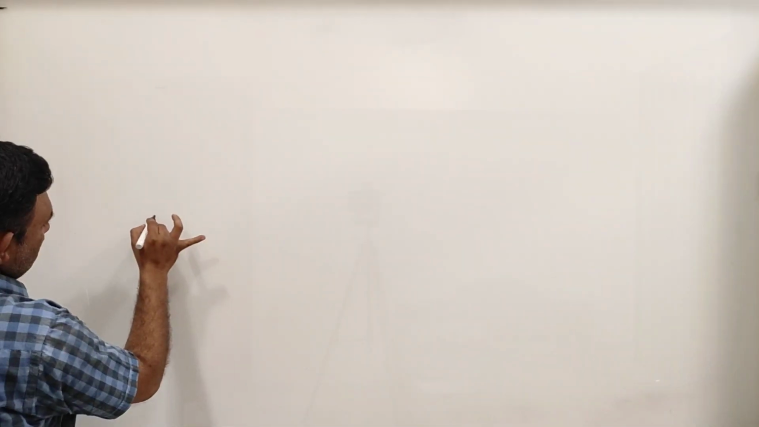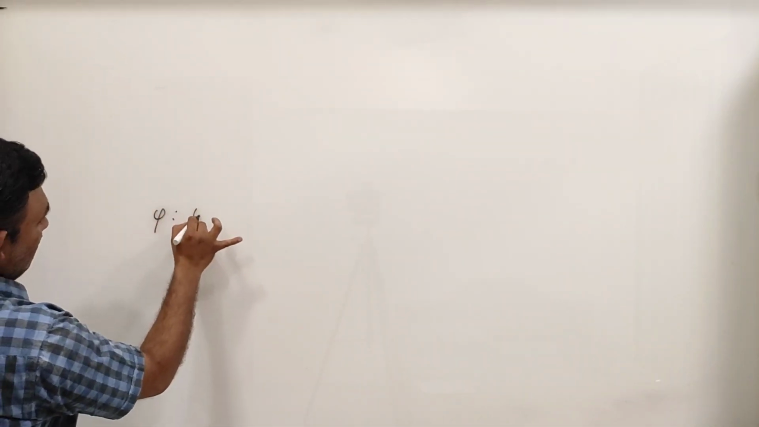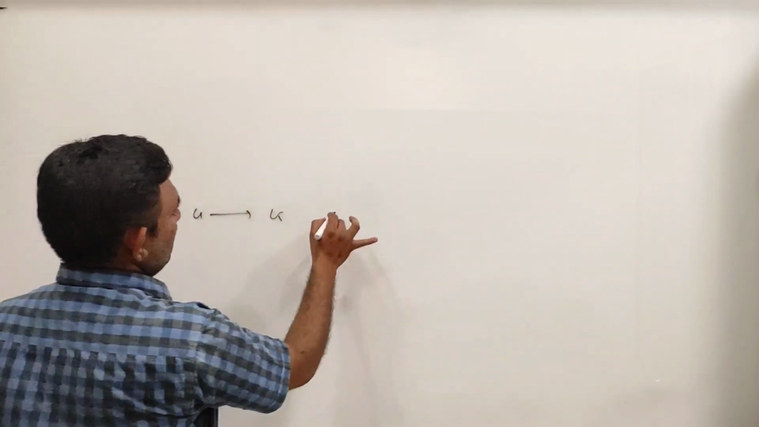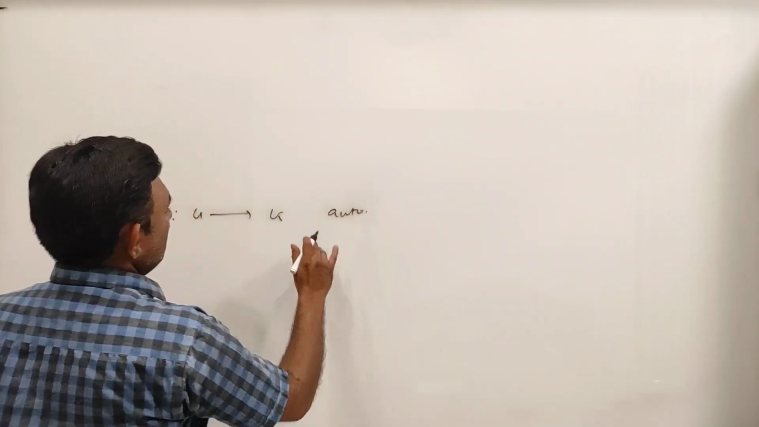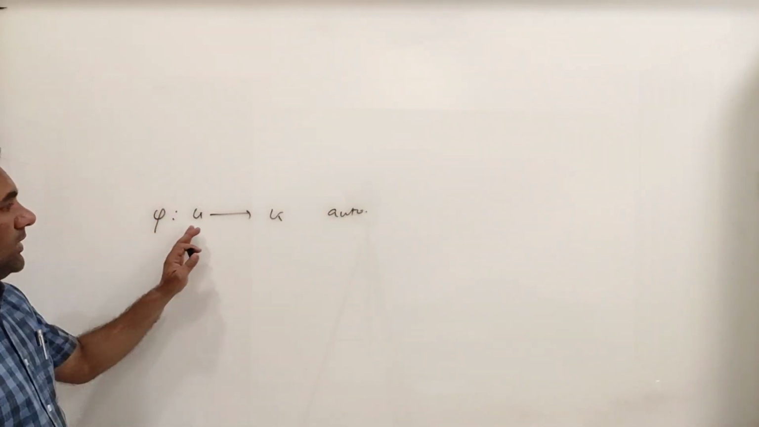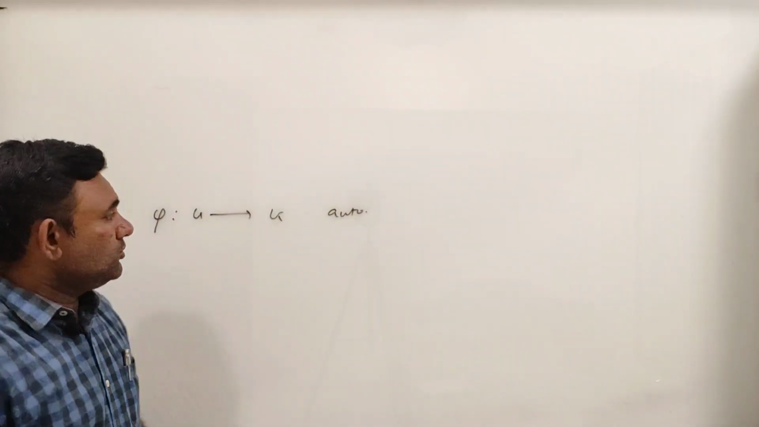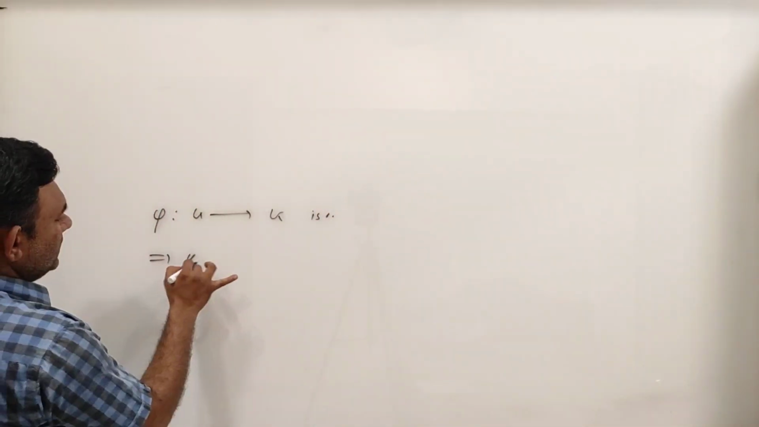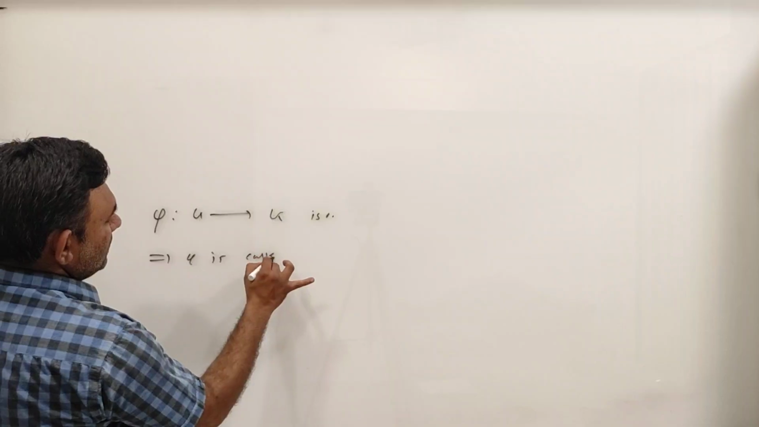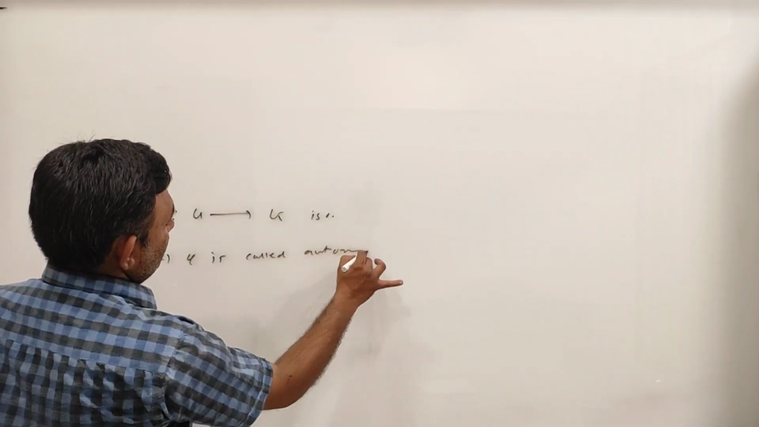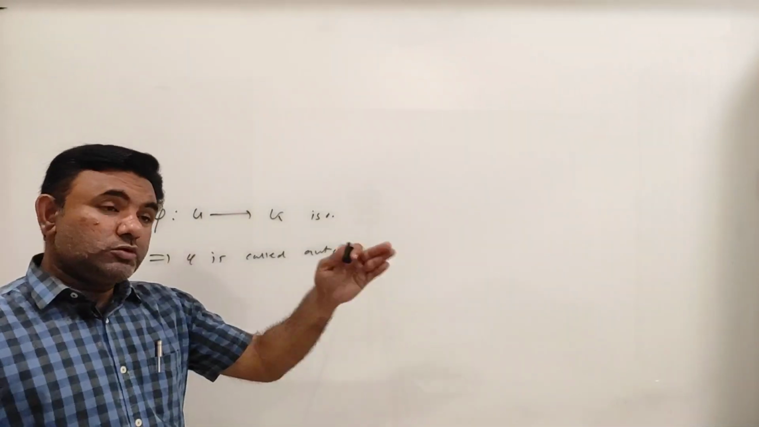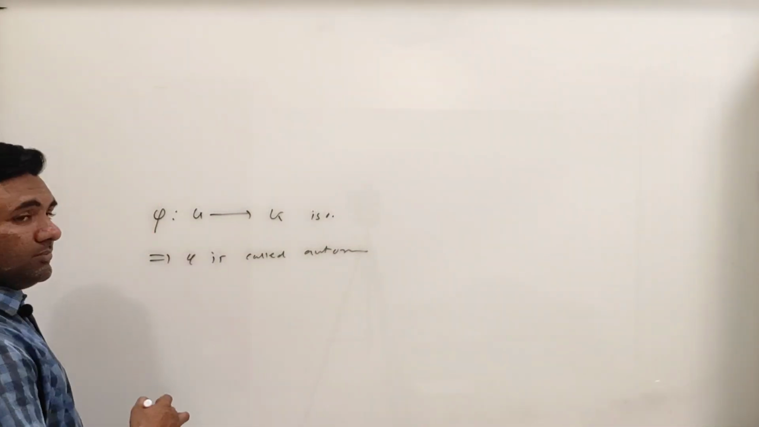If I have a function phi, a mapping from G to G, and it is an isomorphism, then it is called an automorphism. Suppose phi from G to G is an isomorphism, then phi is called an automorphism.